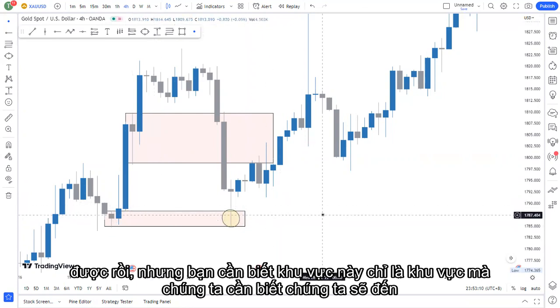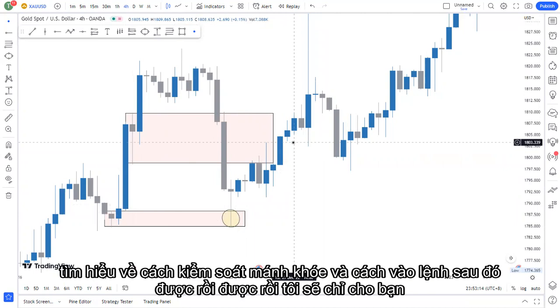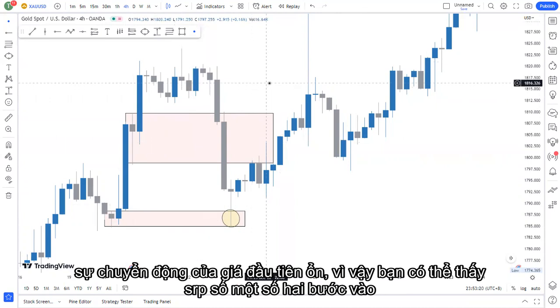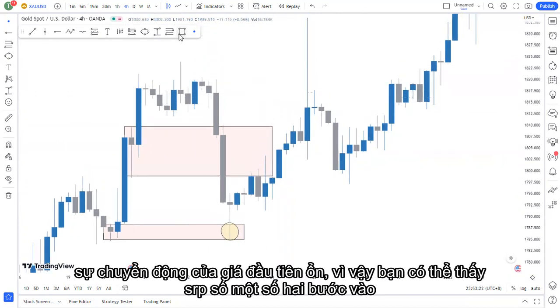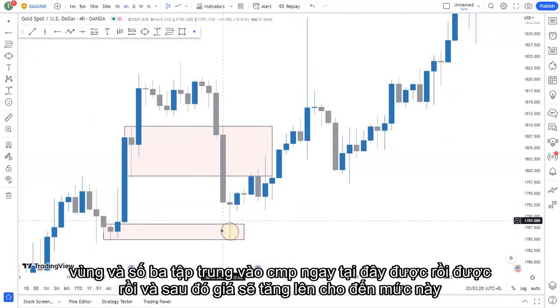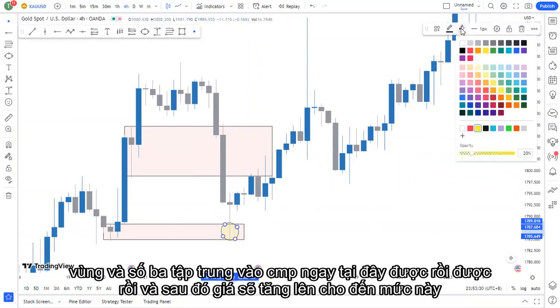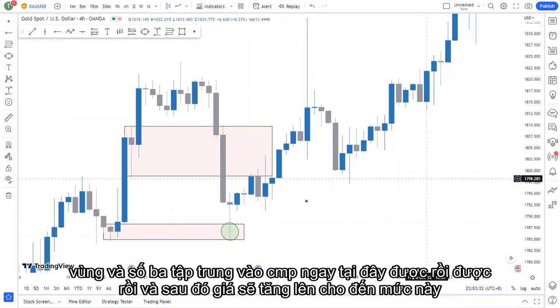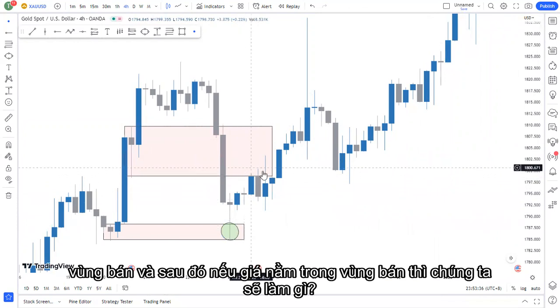But you need to know the zone is just the zone. We are going to learn about the trade control and how to entry after that. So I'm showing you the movement of the price first. As you can see, SOP number 1, number 2, get into the zone, and number 3, focus on the CMP right here. And then the price goes up until this sell zone.